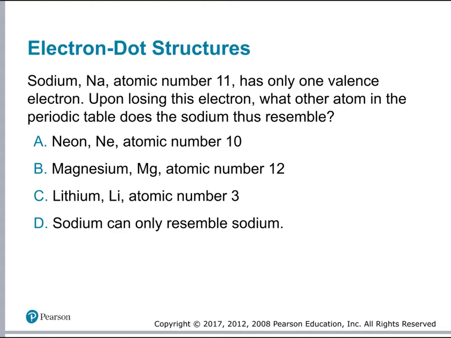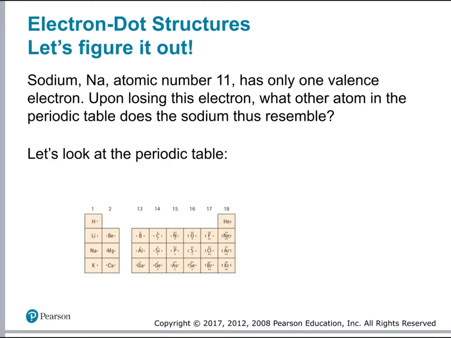Which one do you think it is? Okay, so let's see if we can reason it out. Let's look at the periodic table. So we're talking about sodium, which is over here on the left. It's got one unpaired electron, and so if it were to lose that electron, then it would have basically the completely filled shell.